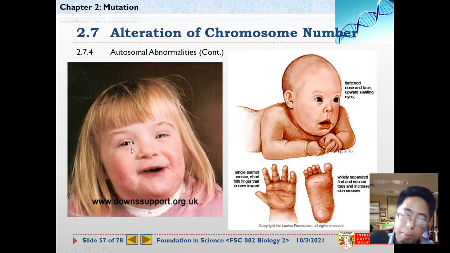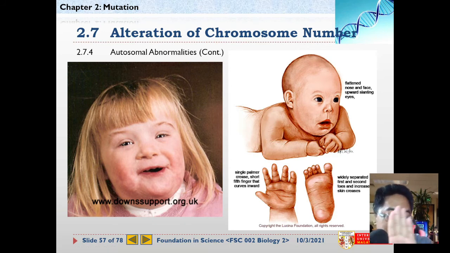So for Down syndrome babies, you can see that they have a flattened nose and face, upward slanting eyes, and a single palmar crease. Okay, look at your palm. How many creases are there? Oh, the camera doesn't catch. Okay, here. 1, 2, 3. How many lines? 3 lines at least. For them, they only have 1, and the 5th finger is short and curved inward. So your 5th finger should not be that short. And then this is another characteristic of Down syndrome people: widely separated first and second toes and increased skin creases.